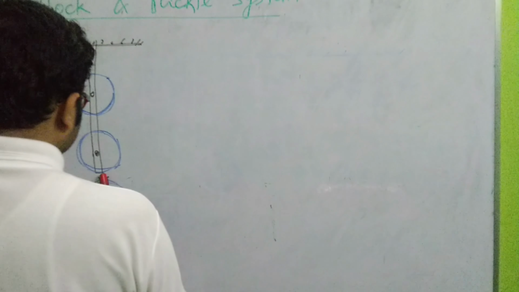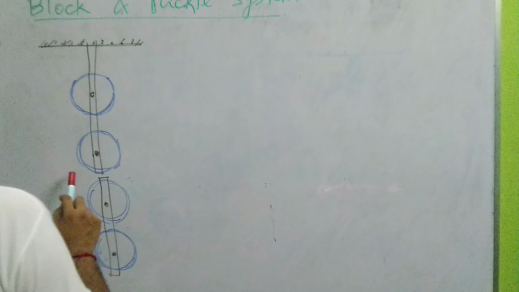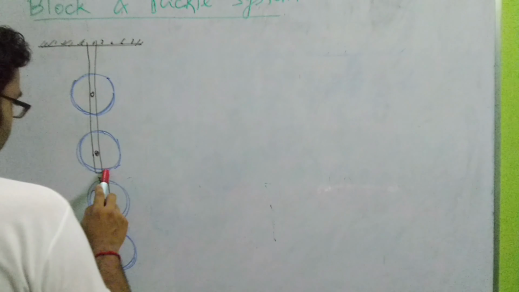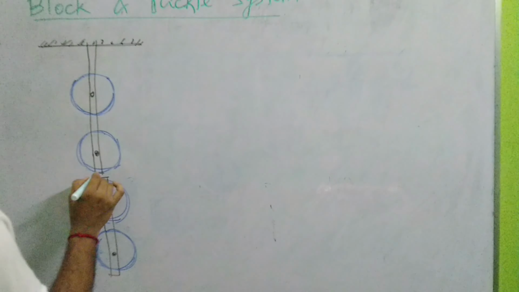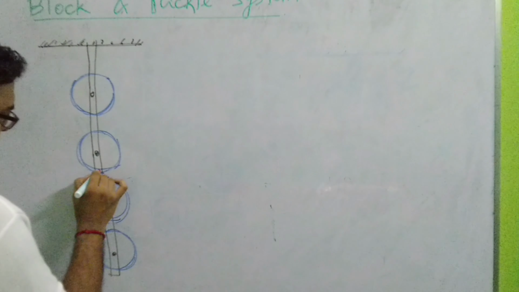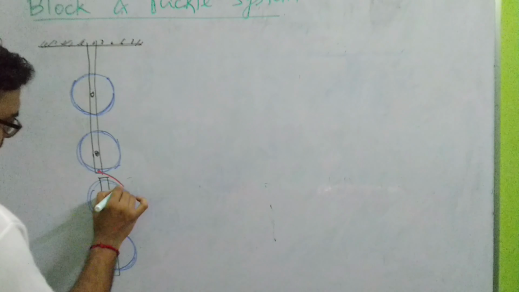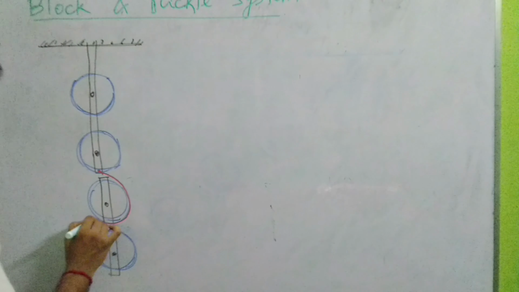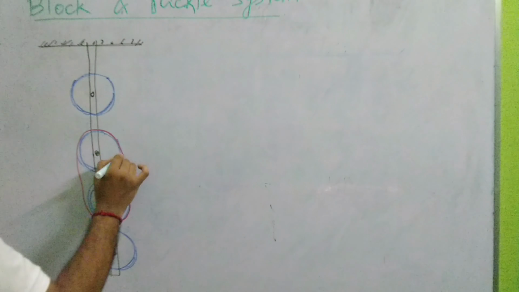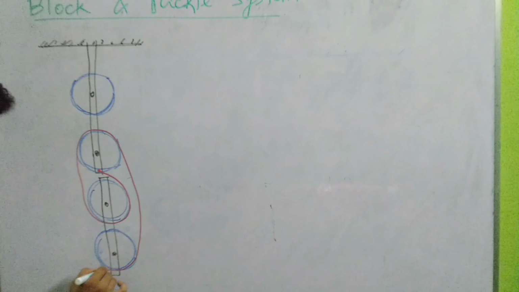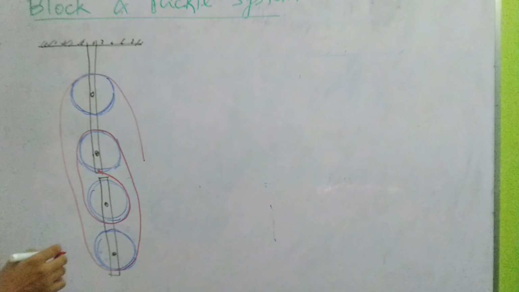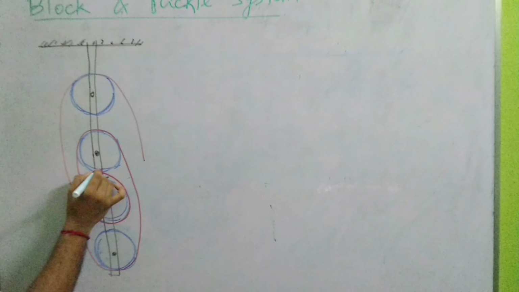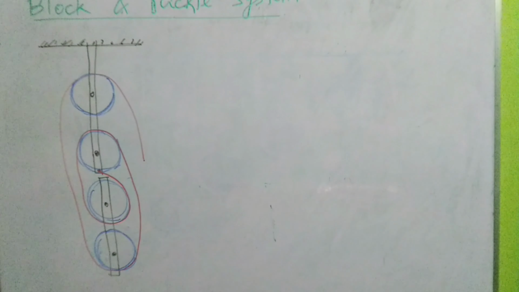So for this kind of combination, what will be the arrangement of the string? Let us see. For this kind of arrangement, remember the string will start from the upper block. I think the figure is clear. The string will start from the upper block, and down it goes like this. So you can have a clear vision. The string is starting from the upper block.